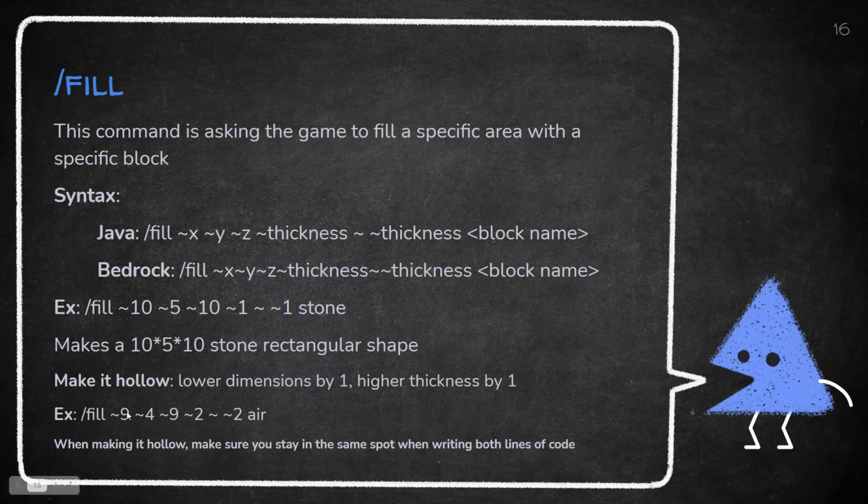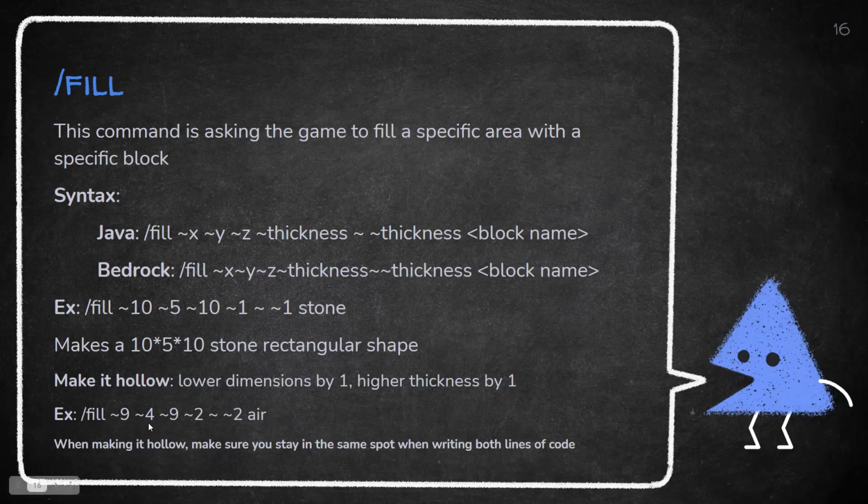Right, so I lowered 10 to 9, lowered 5 to 4, lowered 10 to 9 again, and then it said higher the thickness by 1, right? So I raised 1 to 2, another 1 to 2, and then instead of the block name, you just say air, right? Because inside a hollow shape, there's air inside.